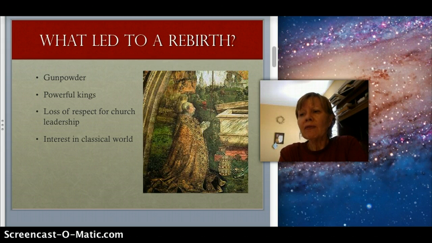And fourthly, a fourth factor that led to the rebirth of the Renaissance was that some people began to become interested in the ancient Greeks and Romans. They wanted to know what these ancient people thought and believed, what kind of art they created, and what their views were on politics and government.